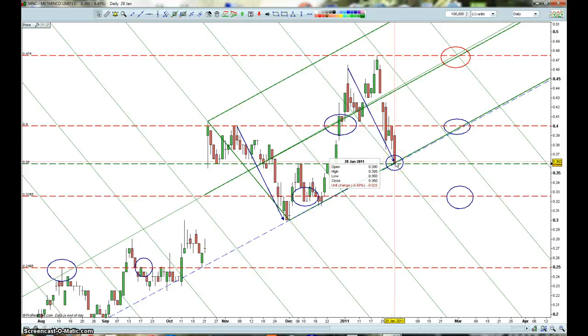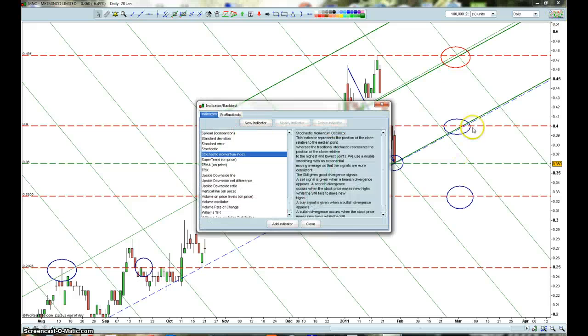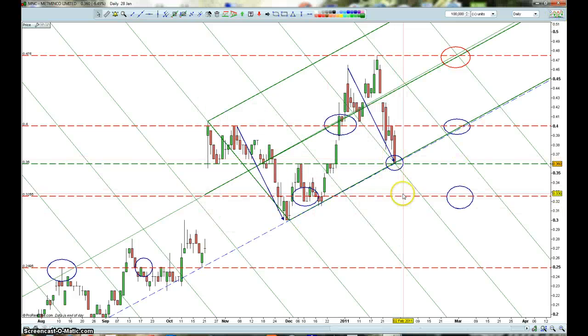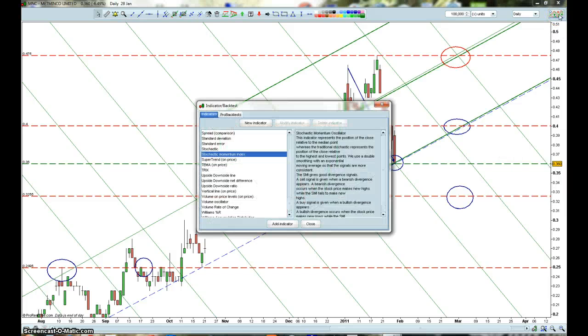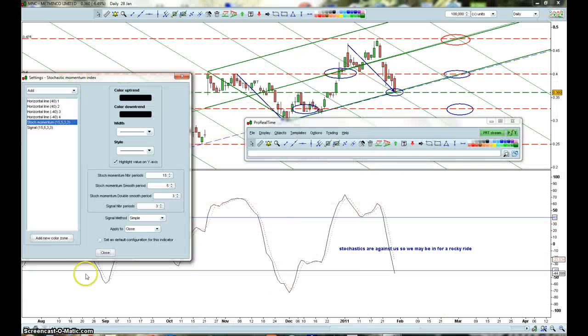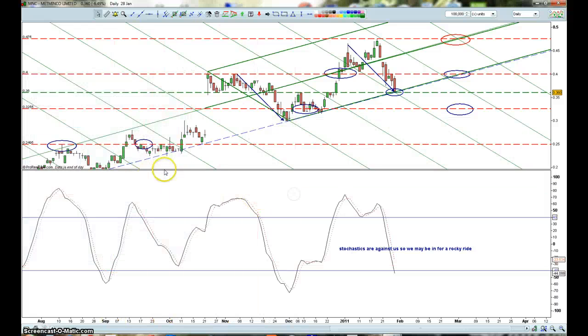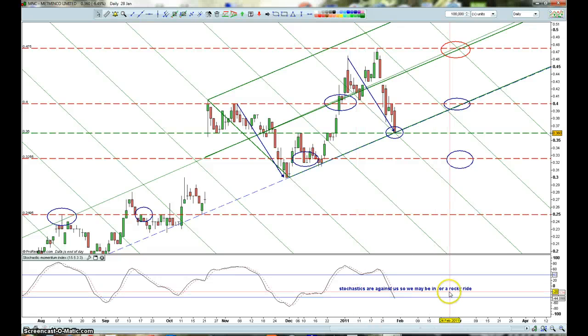So how do you trade that? How do you play that? Well, first we probably need to look at the argument for it going down to 32.5, and that would be the stochastics. Now what have I got written there? Stochastics are against us, so we may be in for a rocky ride. Oh, that's from the last time. How true, how true. Anyway, I'll delete that.